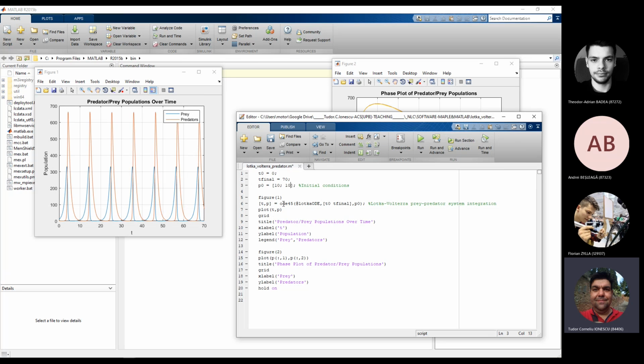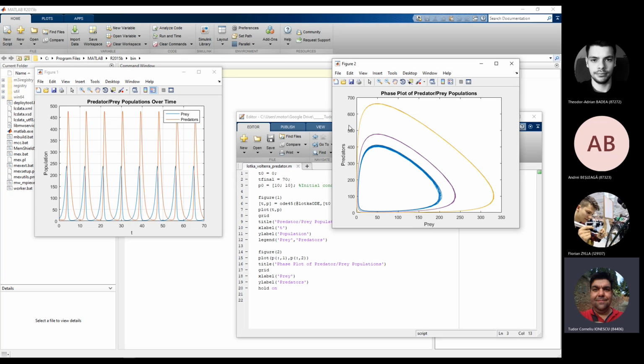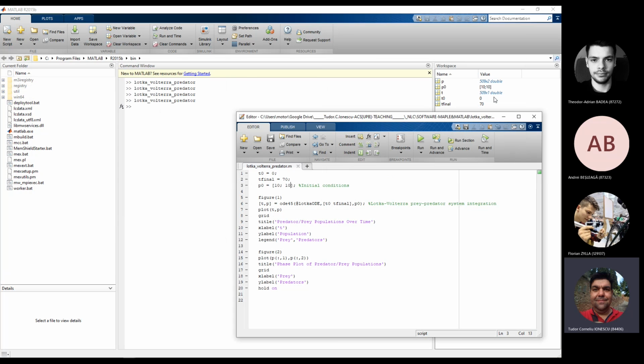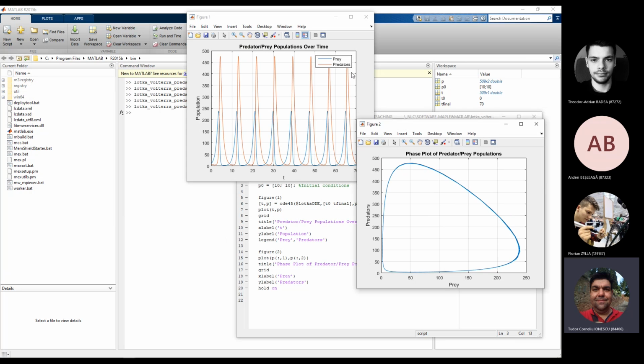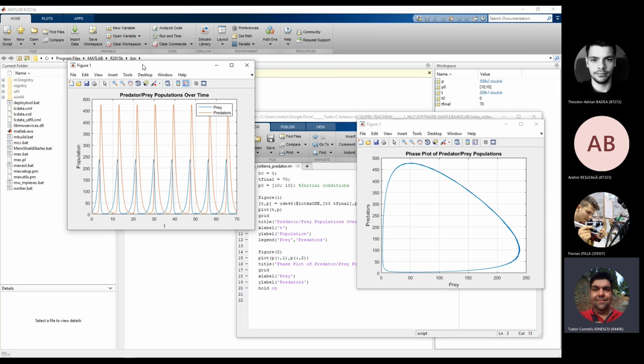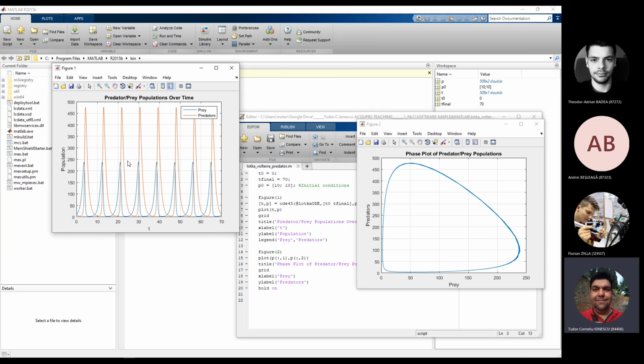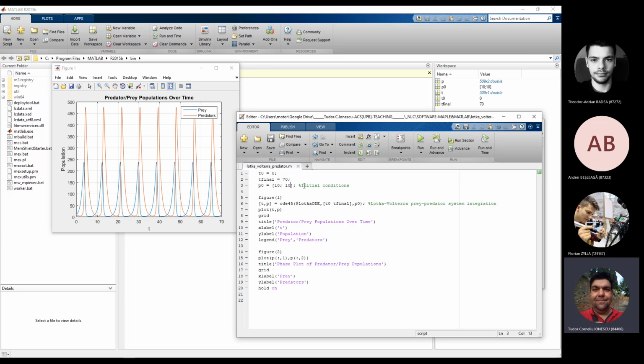Let's see what happens if they are equal to each other. Maybe I should just close these and start again. You see, prey and predator. It's always that the prey is lower than the predator. You can see that from this model.